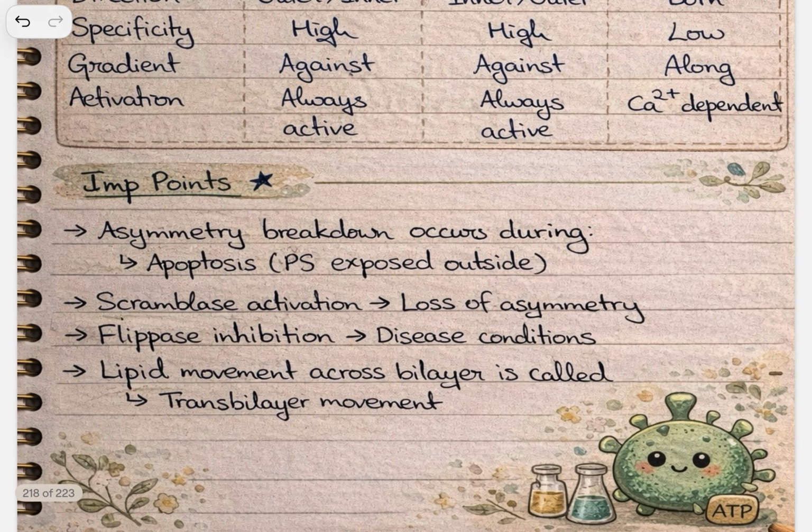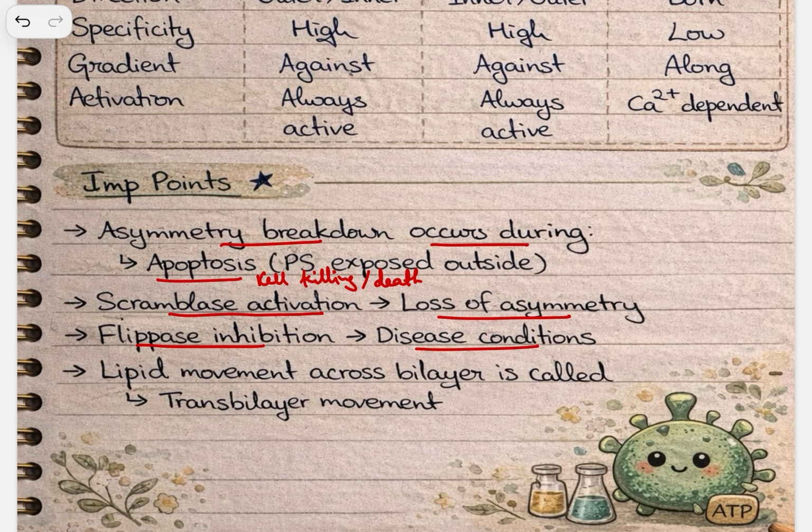Important point: asymmetry breakdown occurs during apoptosis. Apoptosis is cell killing or cell death. Scramblase activation means loss of asymmetry. Flippase inhibition is a diseased condition. Lipid movement across the bilayer is called transbilayer movement. This is important.